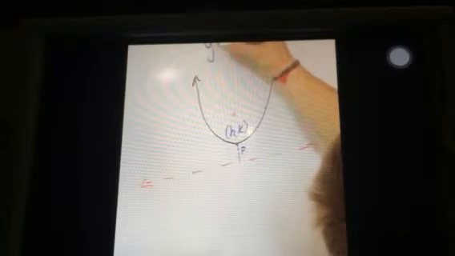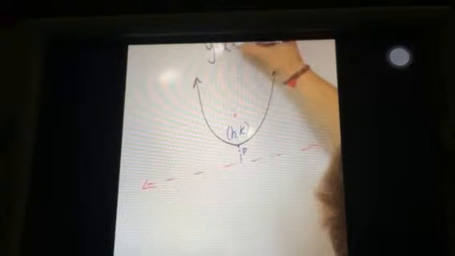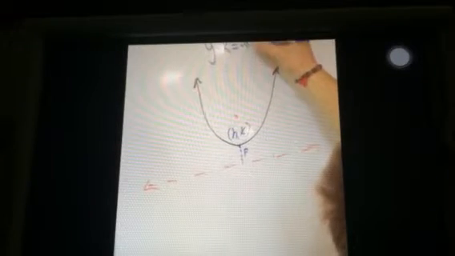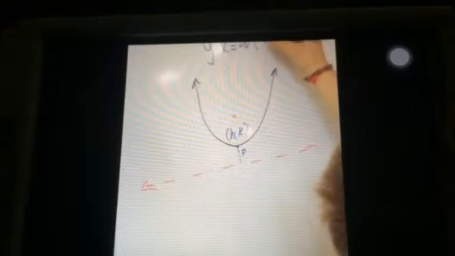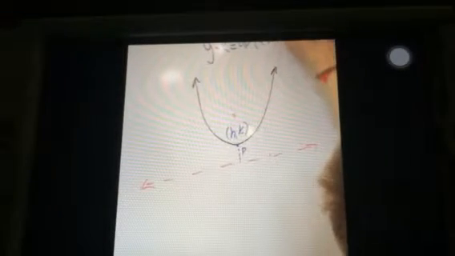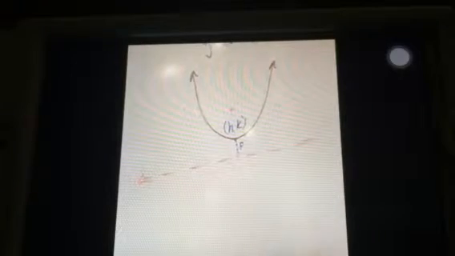The equation for a parabola with center (h, k) is as follows: y minus k is equal to 1/4p multiplied by (x minus h) squared.